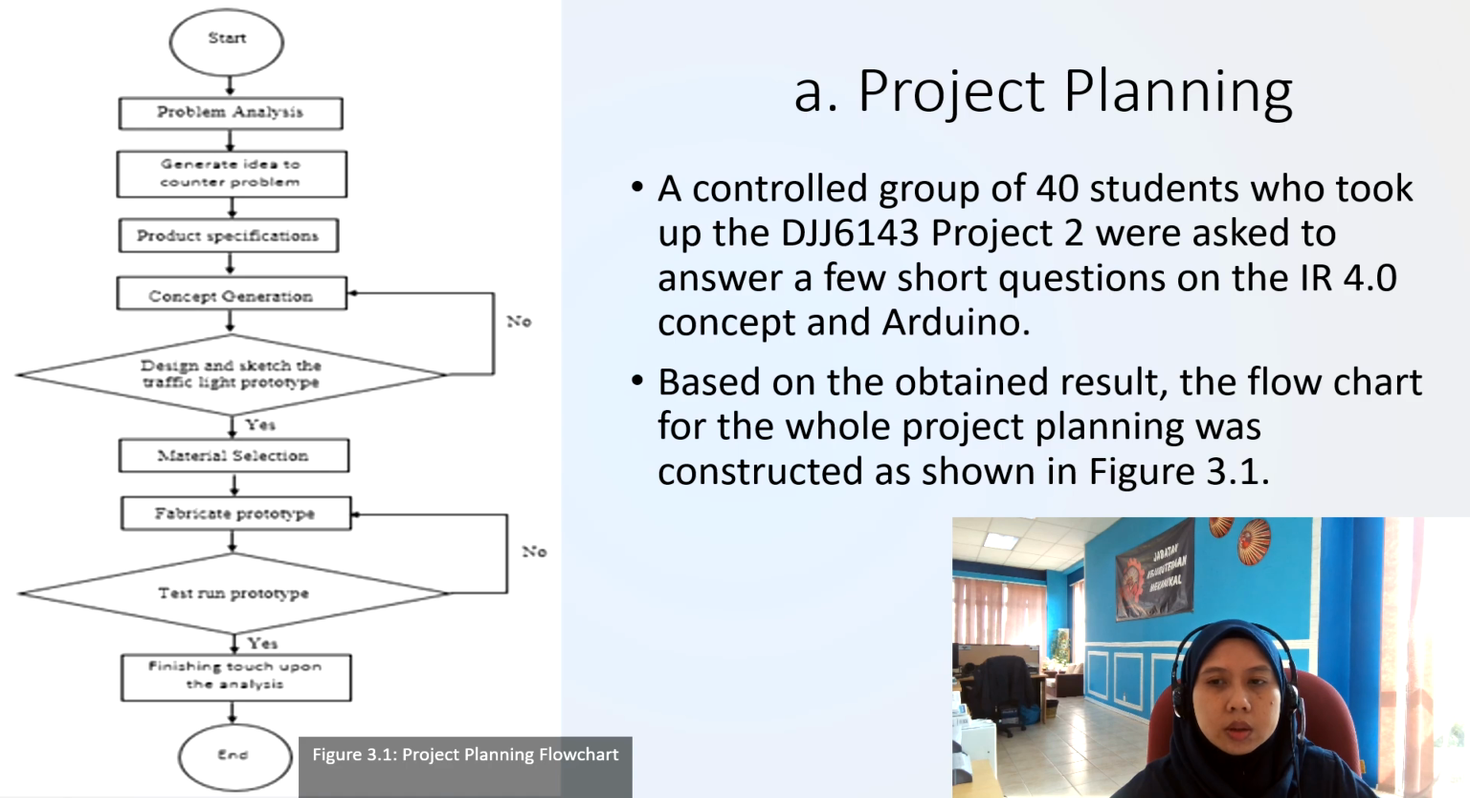We surveyed 40 students who took the DJJ 6143 subject, Project 2. They were asked to answer a few short questions on the IR 4.0 concept and Arduino, and based on the obtained results, the flowchart for the whole project planning was constructed.